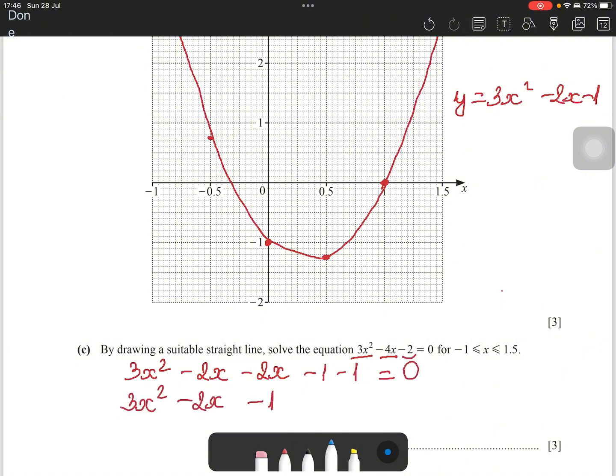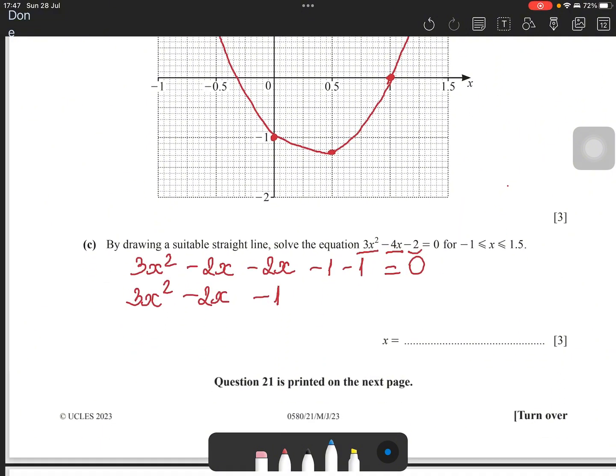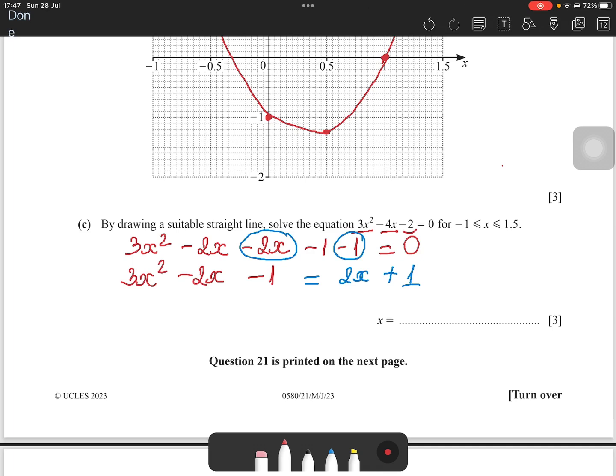And then, I will move 2x and 1 to the right-hand side. I will add 2x plus 1 to both sides, like this. So the solution for this equation will be the intersection of two lines. The first line is the one that we drew. And the second line is the one we are gonna draw. Y equals 2x plus 1.